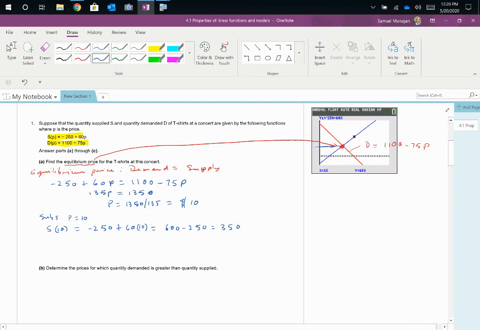Now, what this is saying is that the vendor must sell 350 t-shirts for $10 each to break even.